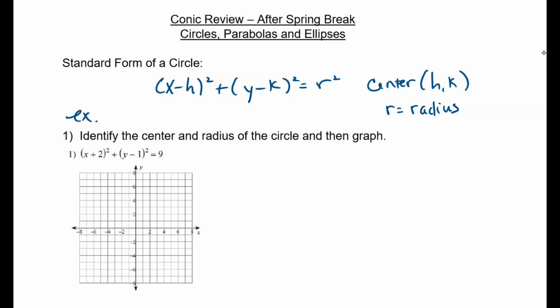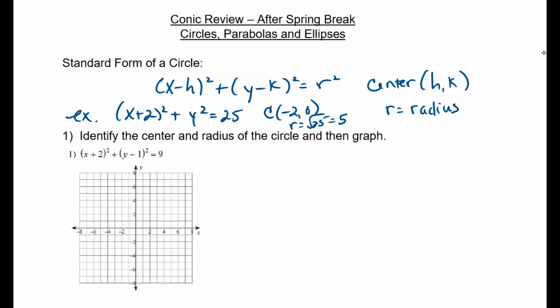A quick example of this would be like (x plus 2) squared plus y squared equals, I don't know, 25. Your center would be (-2, 0), and your radius, which is the square root of 25, would be 5. So that's just a quick, easy example of this.